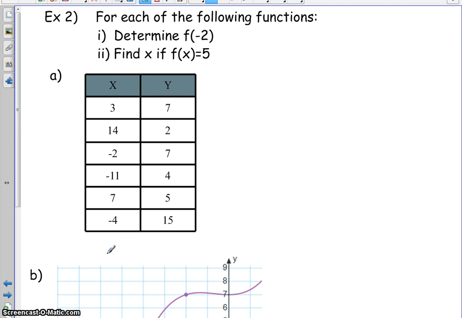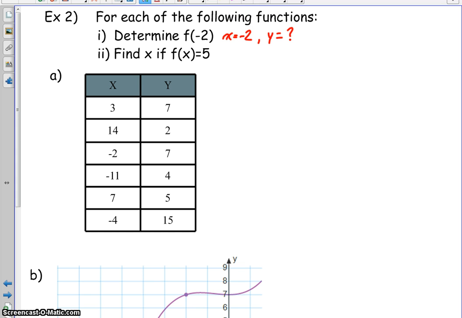Okay, so I'm going to give you a bunch of different functions, and we're going to find two things for each one. So in each case, we're going to determine what f of negative 2 is. A reminder that that's telling us that we're replacing x with negative 2. And we're trying to figure out what the value of the function, or what the y value is. So when x equals negative 2, y is what?